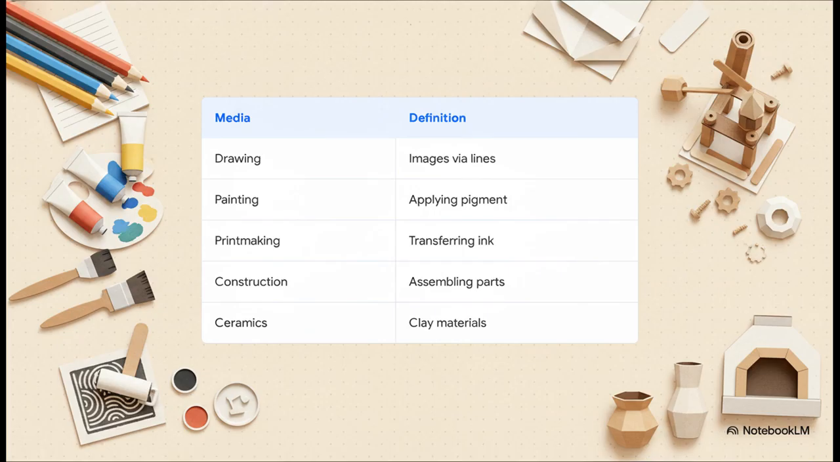Think about the totally distinct tactile experiences you can offer your kids. You have drawing, which is creating images primarily with lines and marks, versus painting, where you apply pigment with tools like brushes or sponges. Then there's printmaking, transferring ink from one surface to another, like a stamp. That is totally different from construction, where students physically assemble three-dimensional parts together. Add, of course, ceramics, working with earth and clay materials that are typically fired in a kiln. Notice how unique each of these materials is? They each offer a completely different pathway for your students to express themselves.